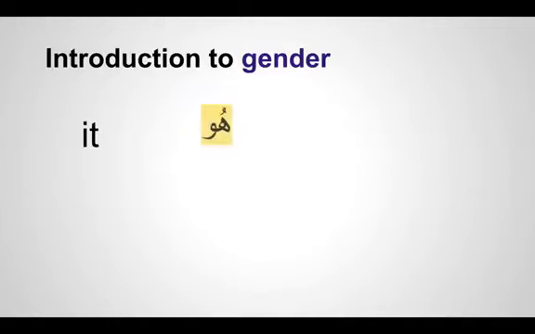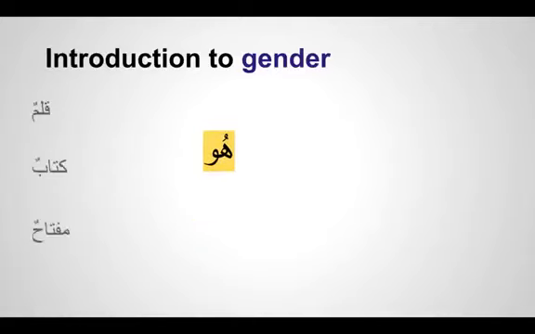So we use two pronouns to replace "it". One is huwa, which is used for a male. When you are talking about a male object, we use huwa, and if you're talking about a female object, we use hiya. Huwa means he, but if you're using it for an object, it means "it". And hiya means she if you're referring to a human being, and if you're referring to an object, it means "it". Let me give you some examples.